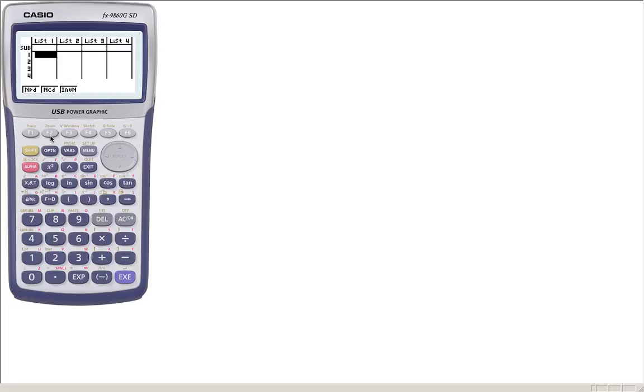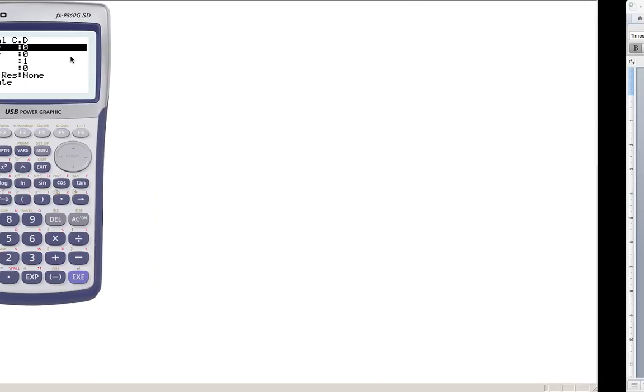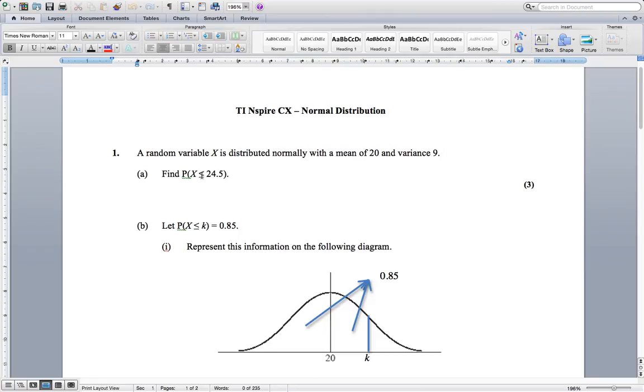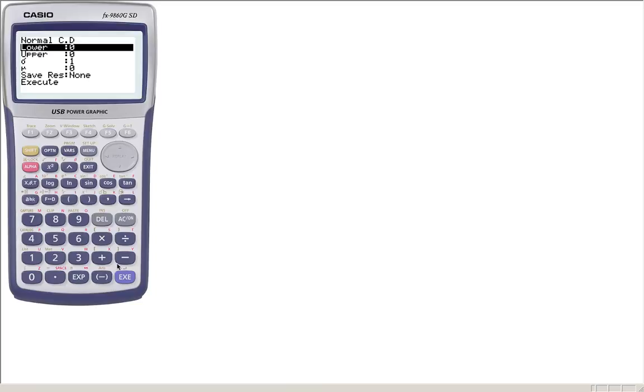Since I need to find the probability, we need to select NCD, that is F2. Now it will ask for the lower limit and the upper limit. Since I need to find the probability of x less than or equal to 24.5, the 24.5 will be the upper limit, and the lower limit will always be minus 10,000. I'll always use minus 10,000 as the lower limit. Execute. Upper limit is 24.5.